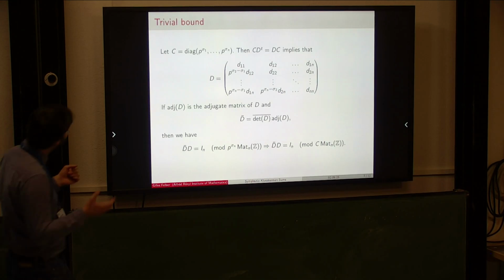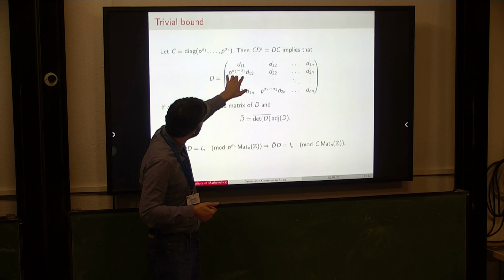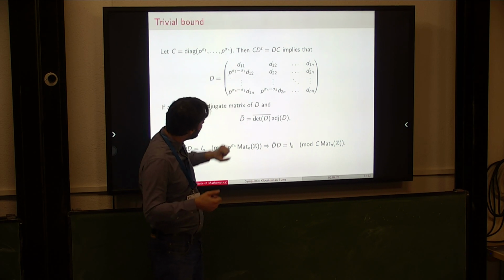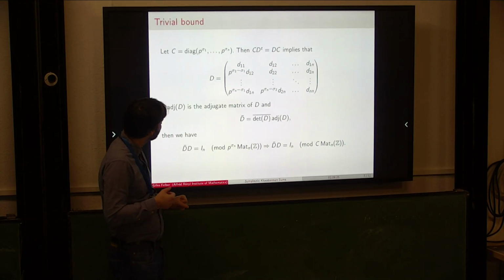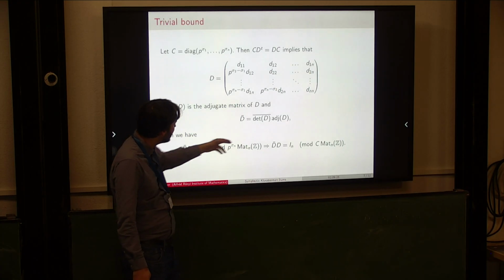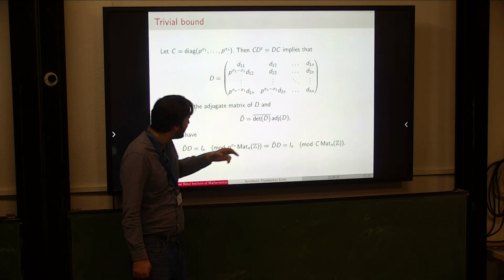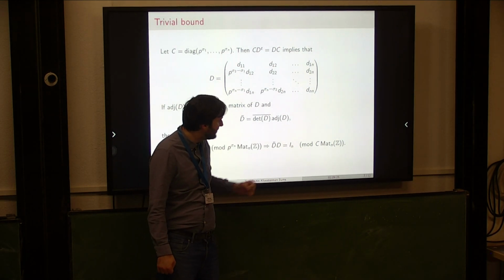Okay, and so if we have C like this, then D looks like this. It's not symmetric, but it has an extra prime power here that gives this equation, which is the symmetry condition we have. And so if D is invertible, like if P, we know that the determinant of D is not divisible by P, and so we can construct an inverse of D by looking at the adjugate matrix and dividing by the determinant mod P. And then we actually have that D bar times D is equal to the identity mod C.